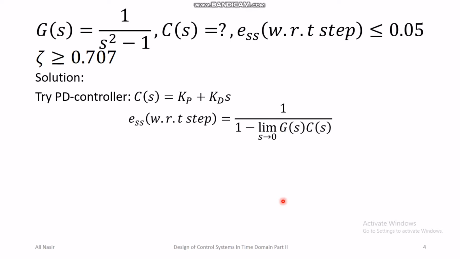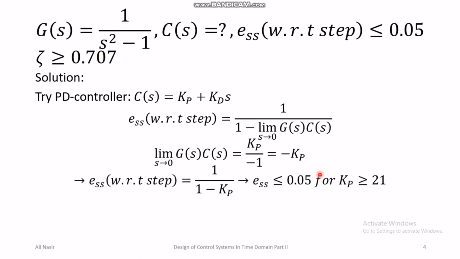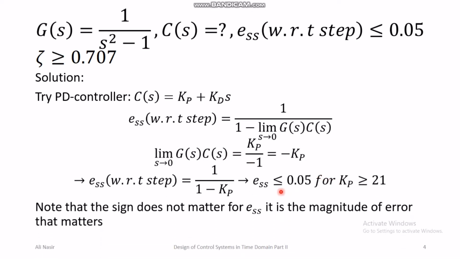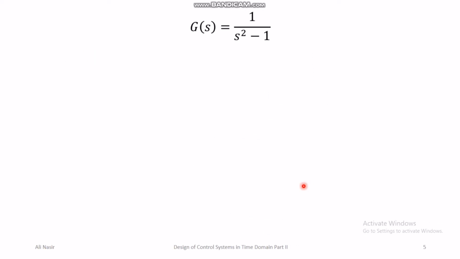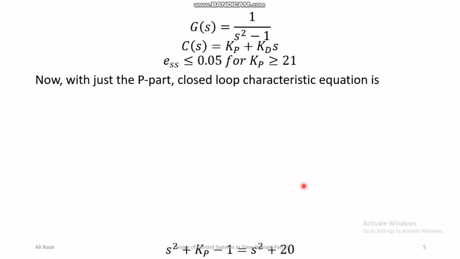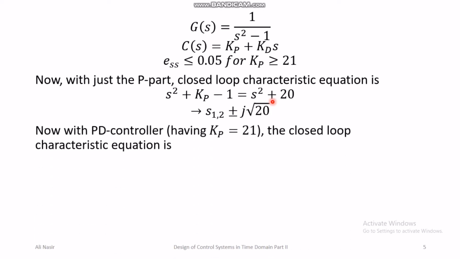We looked at the formula for steady state error and plugged it in. We looked at the values of Kp that will render the absolute value of the error less than the desirable range, and we found the value of Kp that is suitable for the steady state error requirements. Then we looked at where the closed loop poles are with just the Kp part. The poles are at plus minus j times the square root of 20.